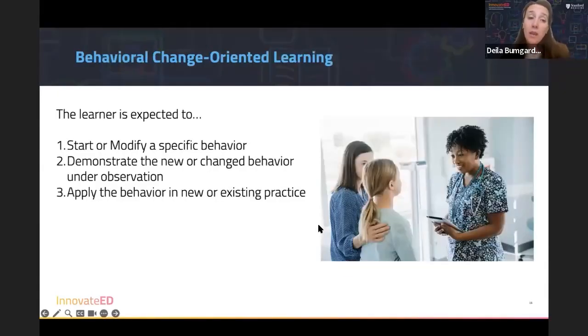When we have a behavioral change-oriented learning objective, the learner is expected usually to start or change a behavior. They are often asked to demonstrate that new or changed behavior under observation. So there's some pressure to perform. And they're also going to need to apply that behavior to either a new practice, depending on where they are in their education or training, or an existing practice because we are asking them to do something differently.